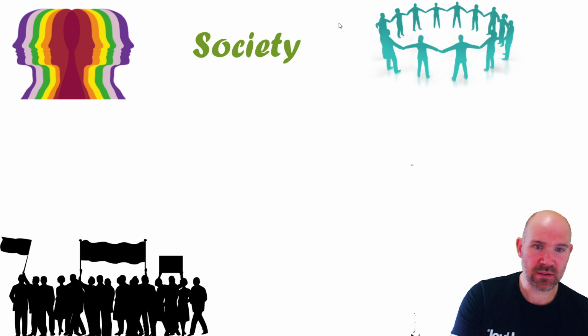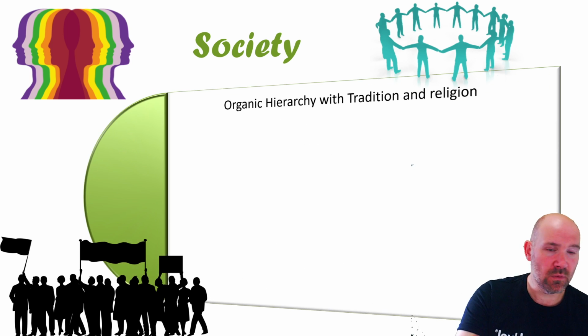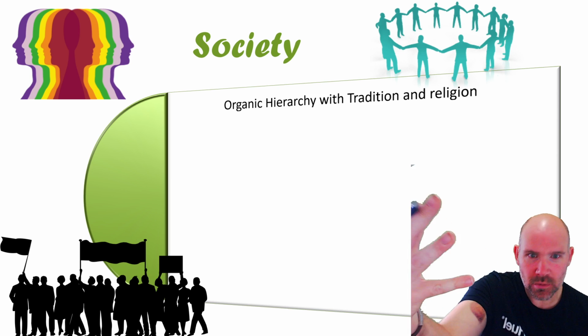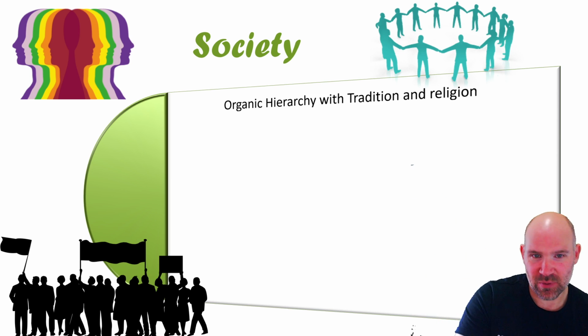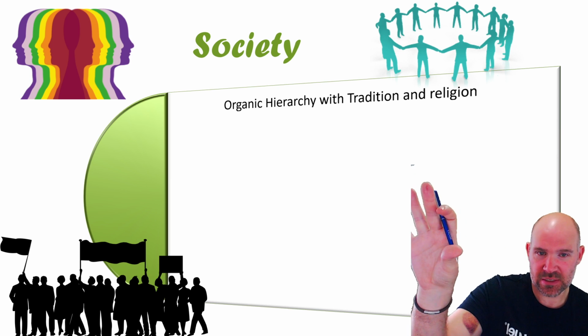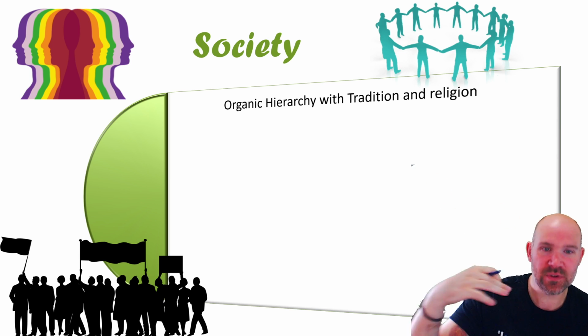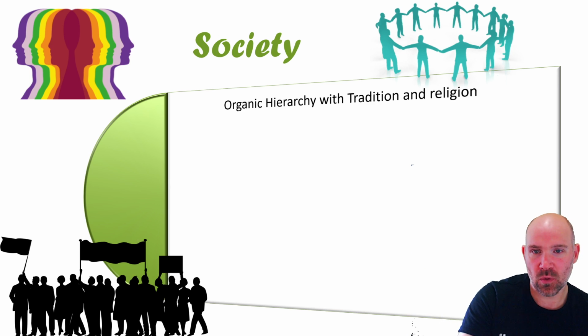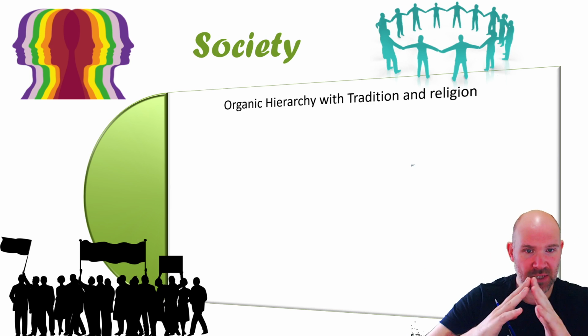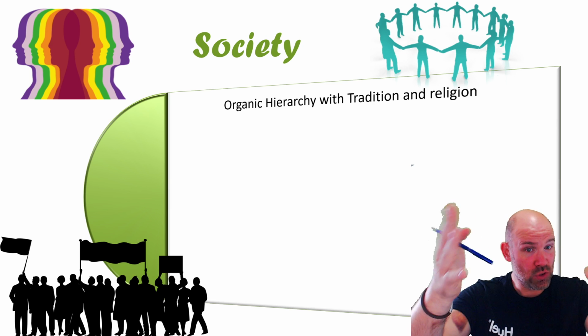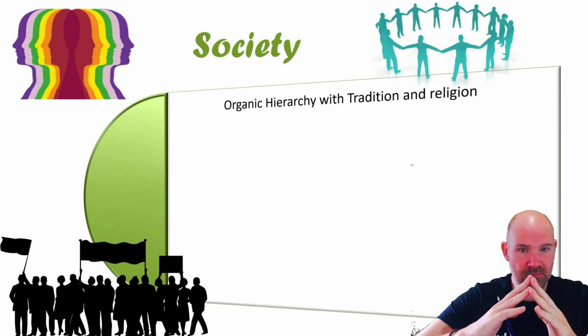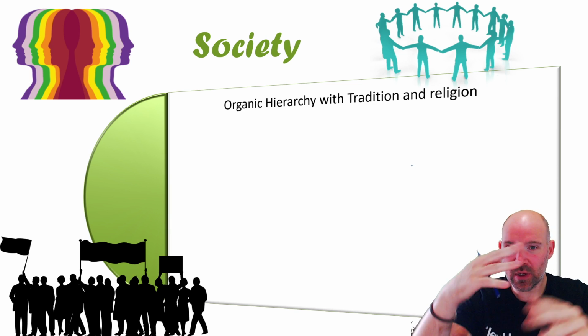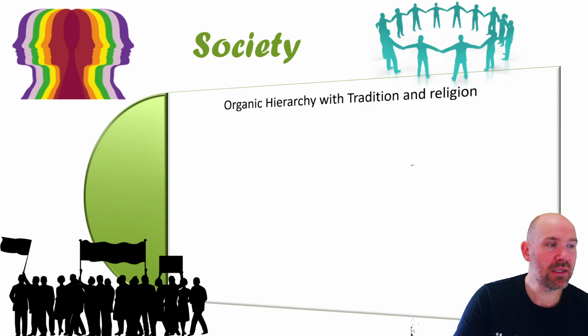So let's talk about society. First of all, conservatives believe that it is an organic hierarchy fueled by tradition and religion. And so a lot of the ideas we're going to see here, it's recapping what we've seen from Burke and Hobbes. This organic hierarchy that is natural, it is there. It is not a meritocracy. It may change slowly over time, but we are not going to be throwing away the existing structures.